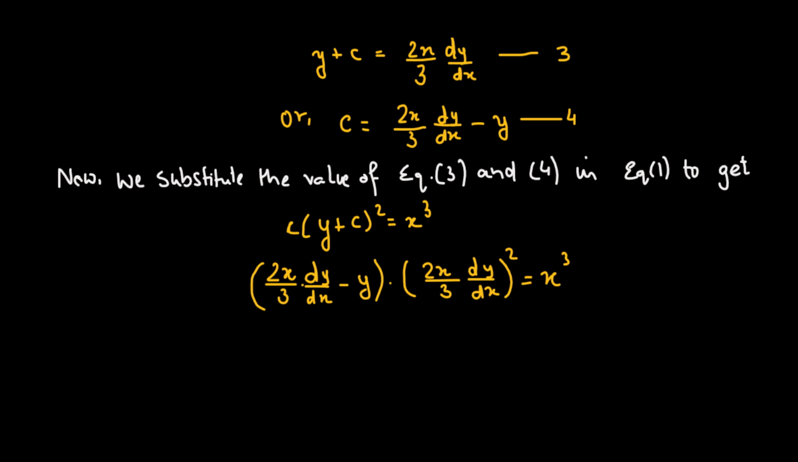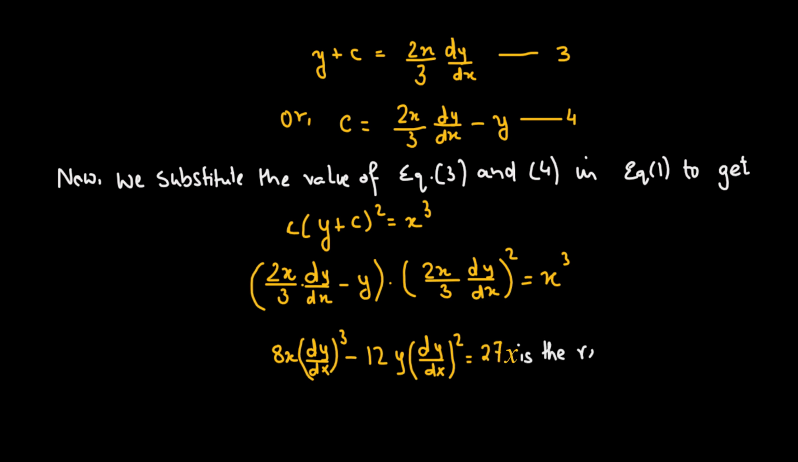Performing the algebraic steps, which is left here as an exercise, we finally obtain 8x times (dy/dx) whole cubed minus 12y times (dy/dx) squared equals 27x. This is going to be the required differential equation.